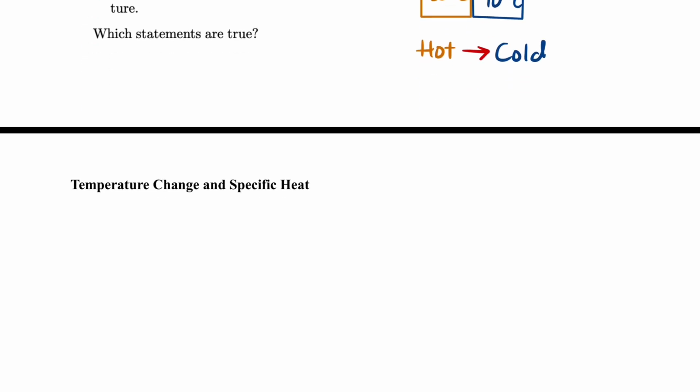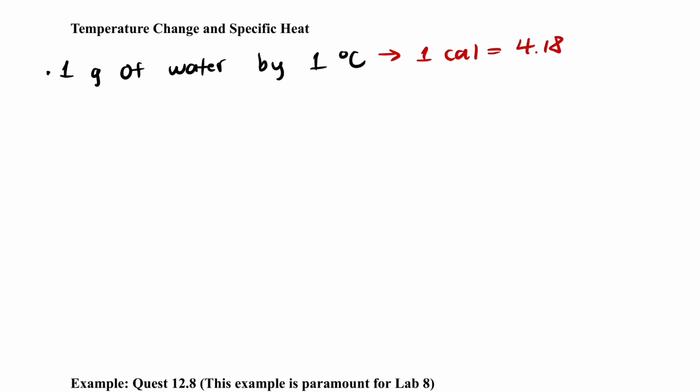Okay, let's keep going. One of the major effects of heat transfer is temperature change. So heating increases temperature while cooling decreases it. Okay? And now what we're going to talk about is going to help us answer the bell ringer. Let's start with an example. Let's say you wanted to change the temperature of 1 gram of water by 1 degree Celsius. How much energy would you need? You would need 1 calorie, which is 4.186 joules.